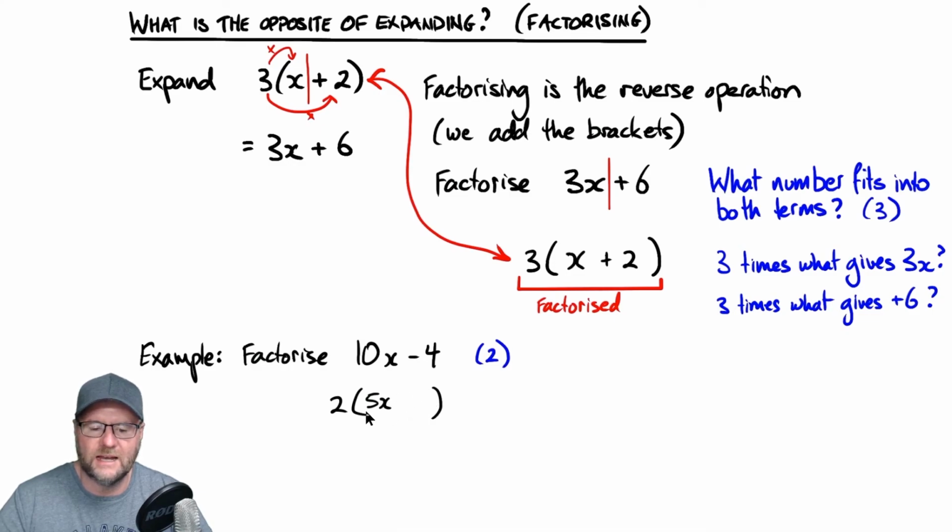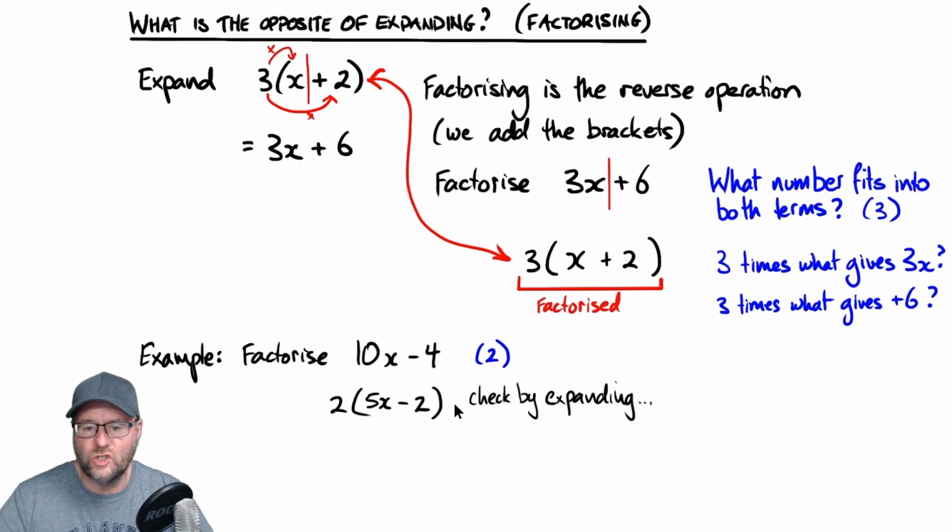Now this one's a little bit harder. 2 times 2 gets me 4, but to get to negative 4, I have to do a negative number here, because a positive times a negative gives me a negative answer. 2 times 2 is 4. And so I've now factorised it.